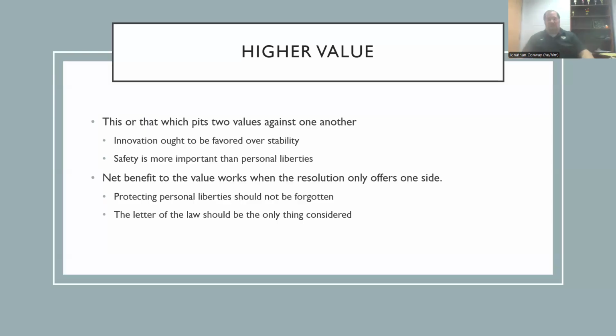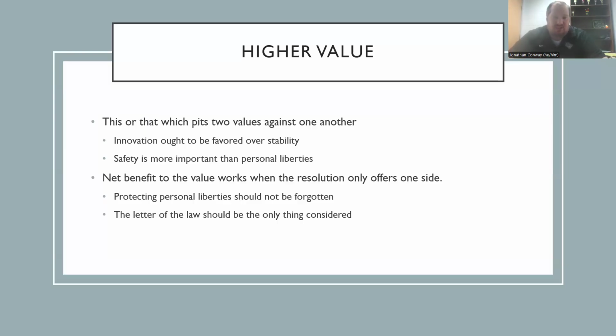Net benefit to a value works when the resolution offers only one side. Protecting personal liberties should not be forgotten. The letter of the law should be the only thing considered. These don't offer the letter of the law versus the spirit of the law. They don't offer protecting personal liberties over safety. And again, forgotten is a low threshold, not used, not enforced. So understand that on the negative, forgotten is a low threshold.